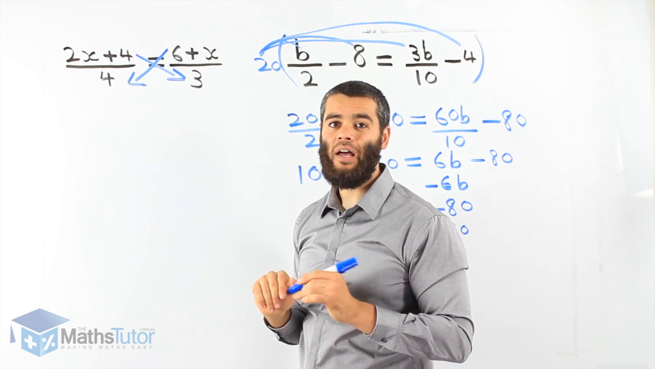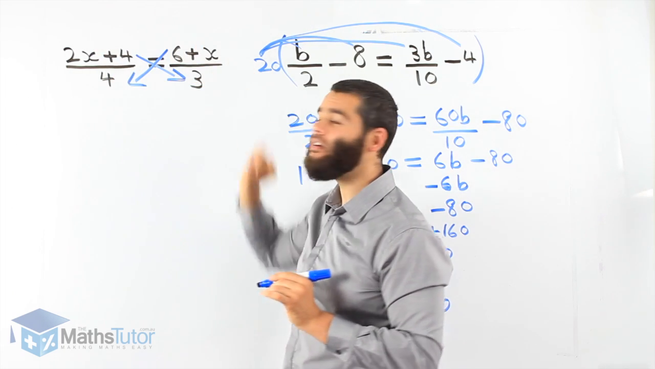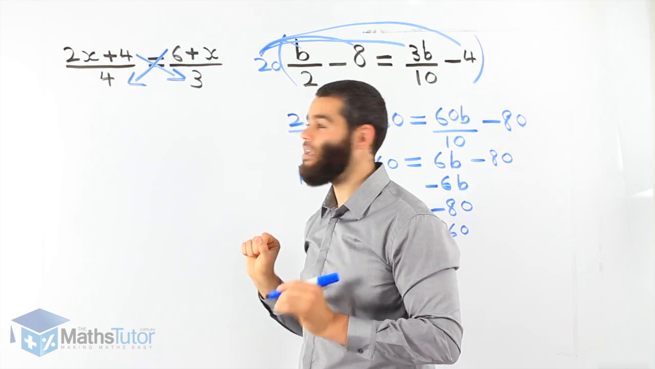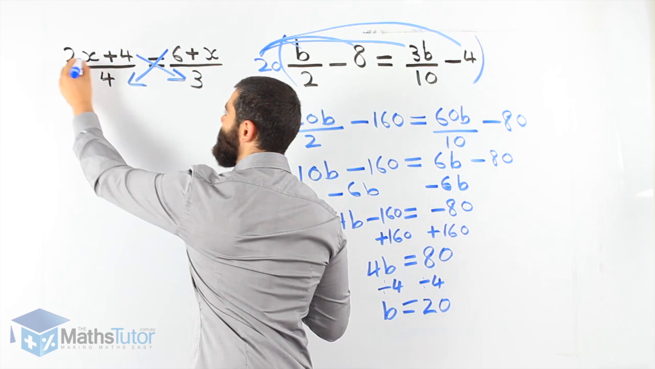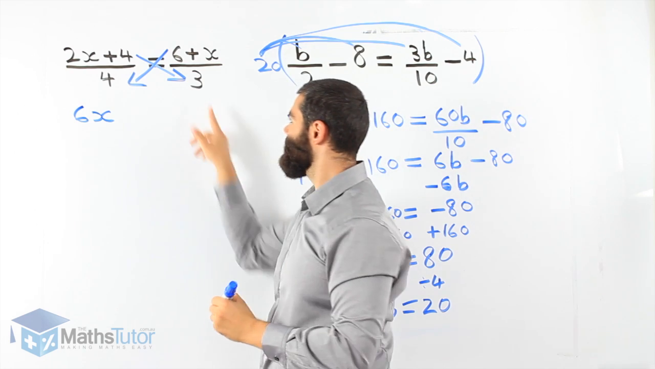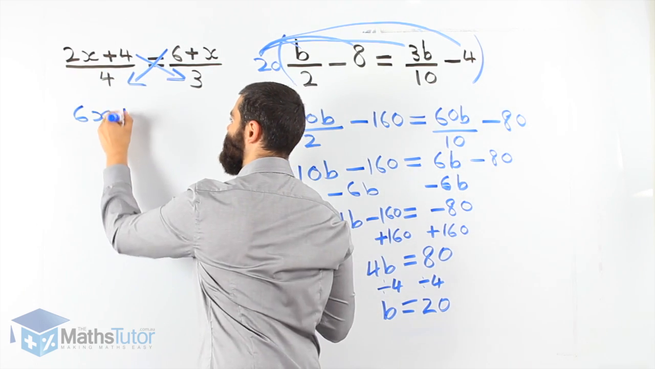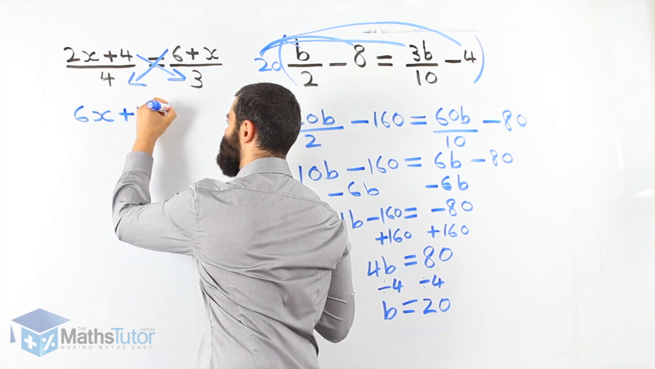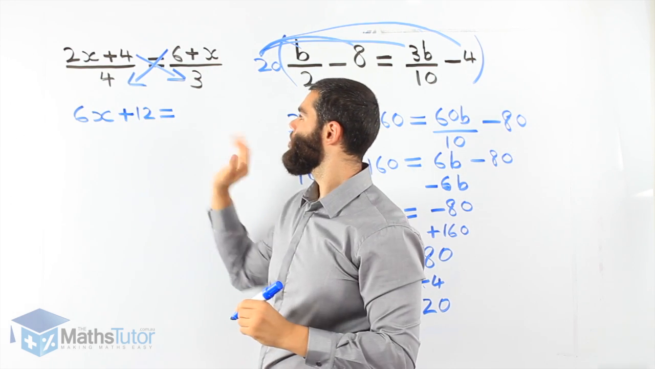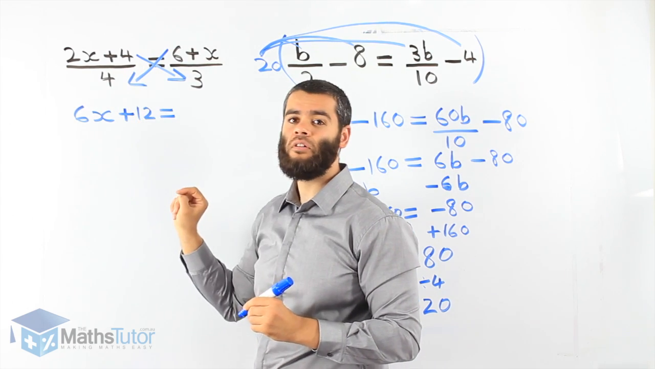It's called the cross multiply. It's a quick way of doing it. When you have a fraction equaling another fraction, it's easy to do it that way. Let's do it this way. So 3 times 2x, 6x. And 3 times 4 is 12 equals 3 times 2x is 6x. 3 times 4 is 12.